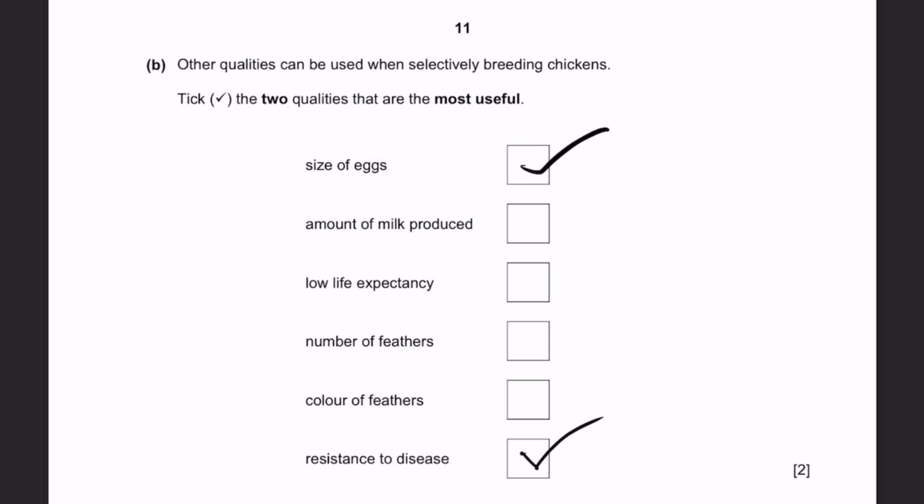Other qualities can be used when selectively breeding chickens. Take the two qualities which are most useful. Size of eggs, yes, it's good because then you'll get more production from the eggs. Amount of milk produced, well, chickens don't produce milk, right? So that doesn't count. Low life expectancy, that's something which you don't want. Number of feathers, it's not really useful. Same for color of feathers. But resistance to disease means that it will produce good quality eggs, right? So that can also be ticked. So it's size of eggs and resistance to disease.